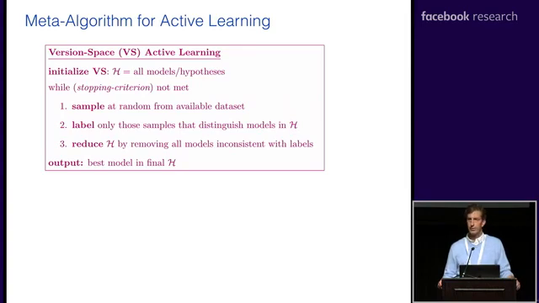And then we're going to reduce that hypothesis class or version space by removing all models that are inconsistent with the labels we've received. And then we'll repeat this process until we've winnowed things down to a small pool of very good models, or maybe just a single model, and output that.